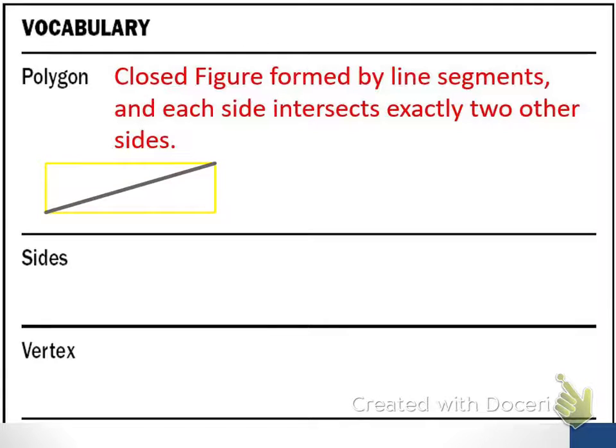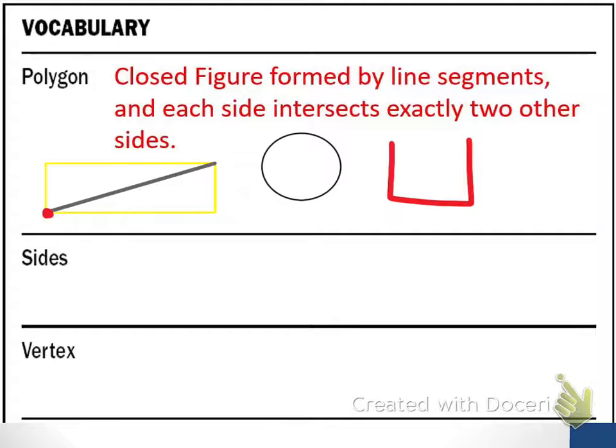If I added a diagonal like this, would it be a polygon? No. It would no longer be one for many reasons. At this corner, how many sides does it touch? 3. What about a circle? Is it a polygon? No, it doesn't have any sides. Only line segments form a polygon. What about this one? No, it's not closed. Wonderful. So you know what a polygon is.